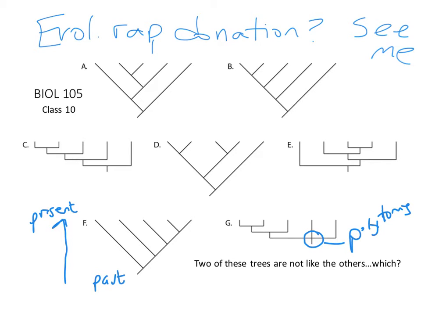So all the branch tips represent some sort of currently existing organisms. Species, genera, taxa, kingdoms, phyla, something. So which is the other one that is unlike the other 5? Okay, so I got votes for D. So what is it about D that you find different?